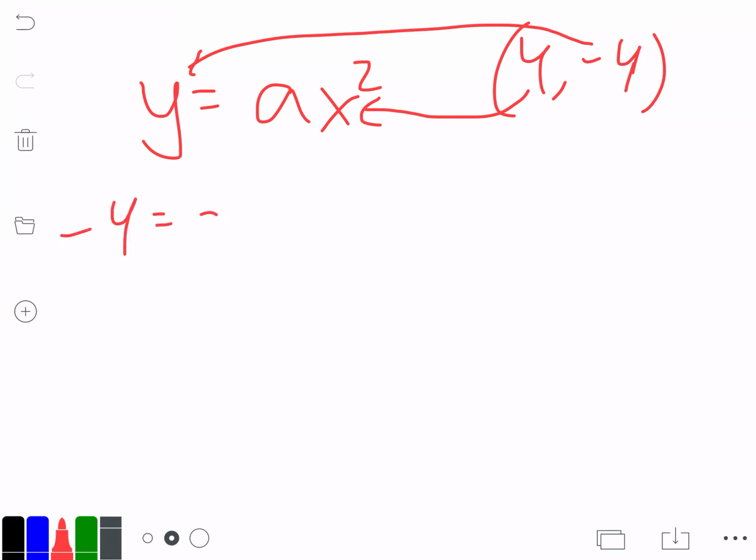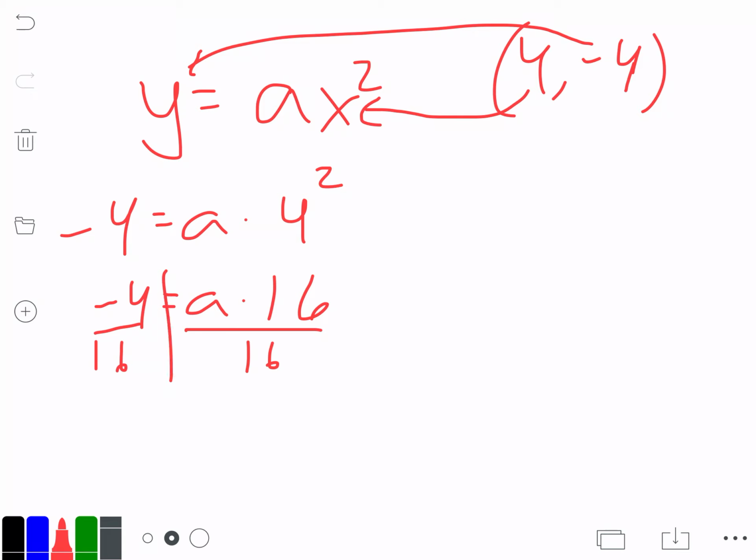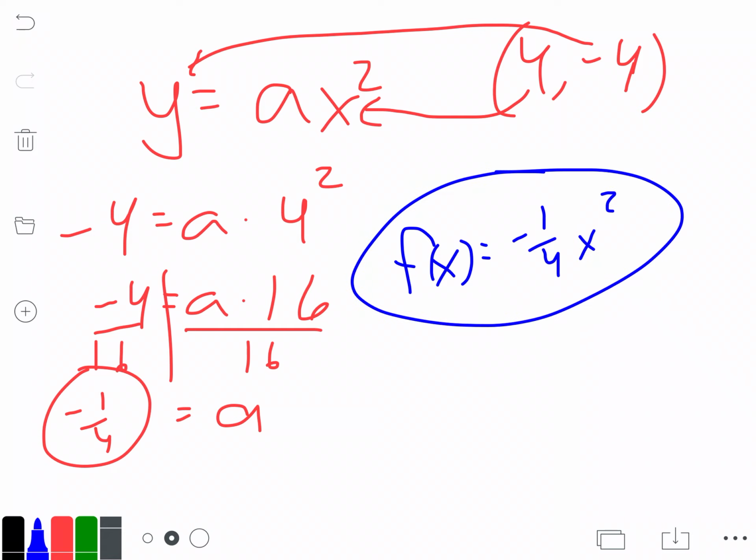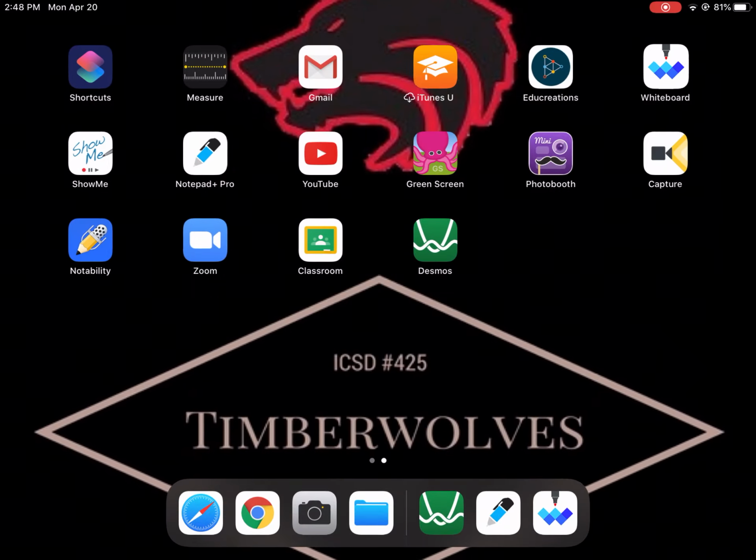So -4 equals a times 4 squared. 4 squared, which is 16. So -4 equals a times 16. Divide by 16. Divide by 16. A equals -1/4. So it doesn't matter which point you use, you're going to still get the same answer. And then when you finish that, it's going to be f of x equals, your a is -1/4 x squared. And that's it. That's going to be one of the harder parts of this module 17.2. But it's really not that bad if you just use the formula and then you substitute in.